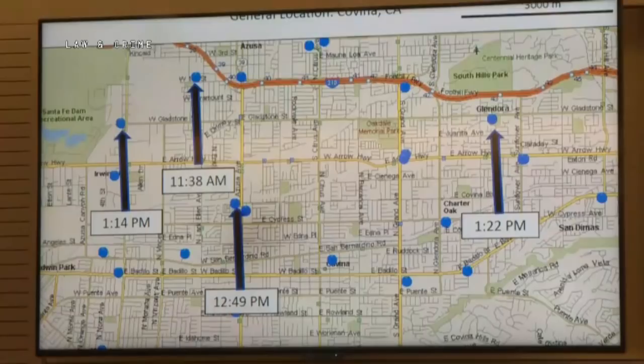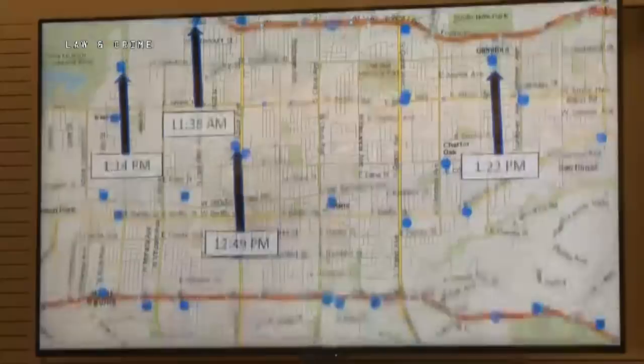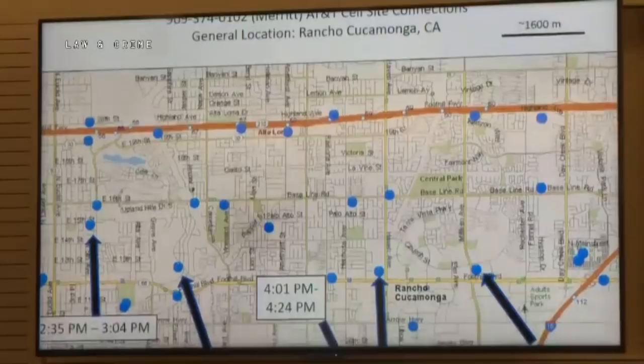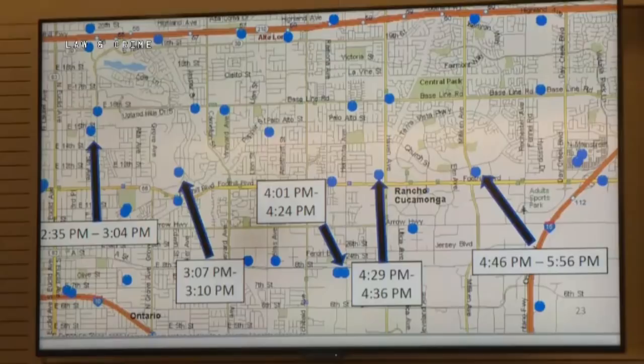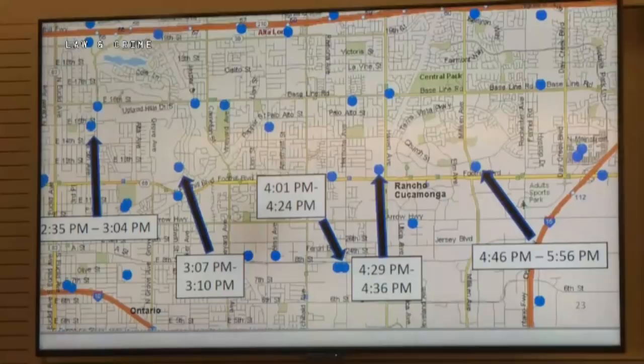Okay. Are we moving on to 465 now? Yes. Are we still on February 3rd? Yes. There's a series of calls that connect with five different cell towers starting at 2:35 p.m. and continuing through 5:56 p.m., consistent with travel from west to east towards the Rancho Cucamonga area. 466 or 467? 466. Are we still on the third?